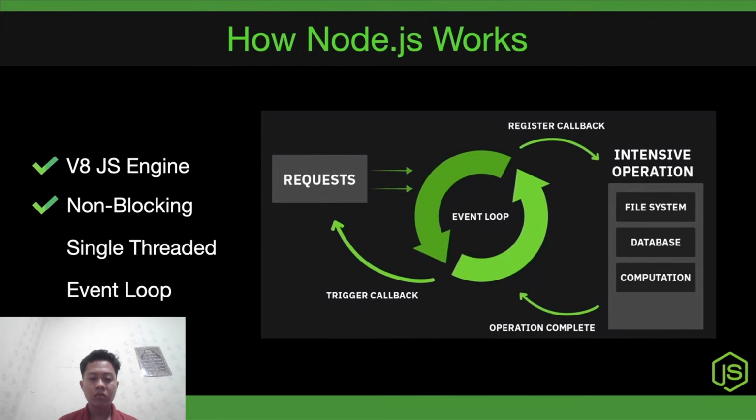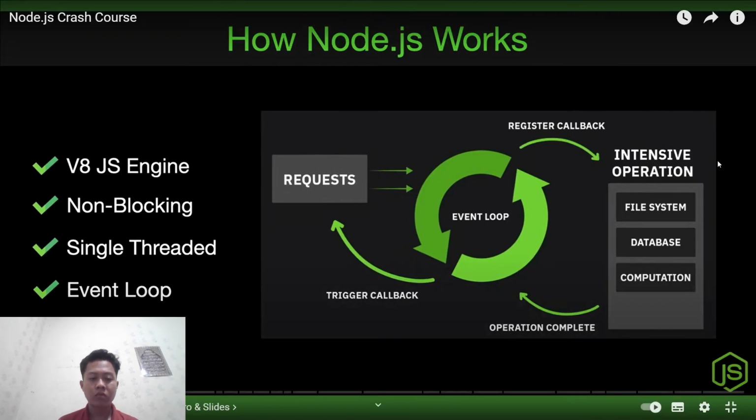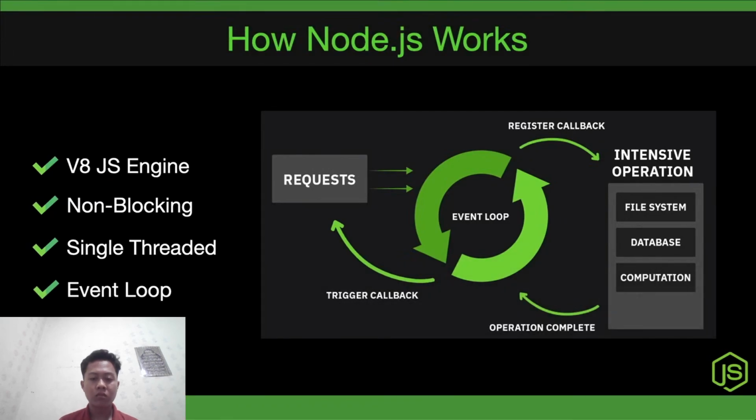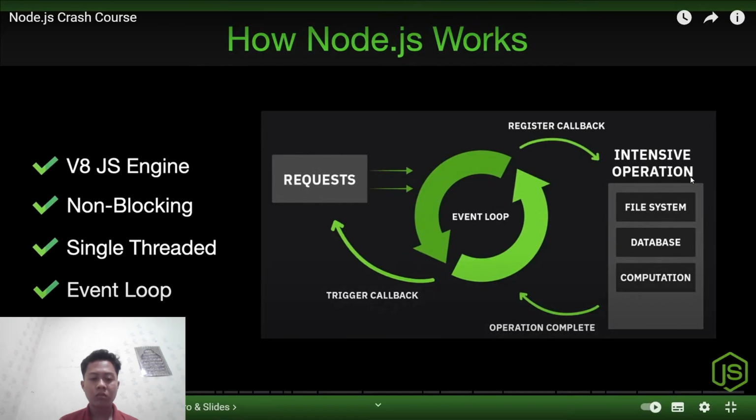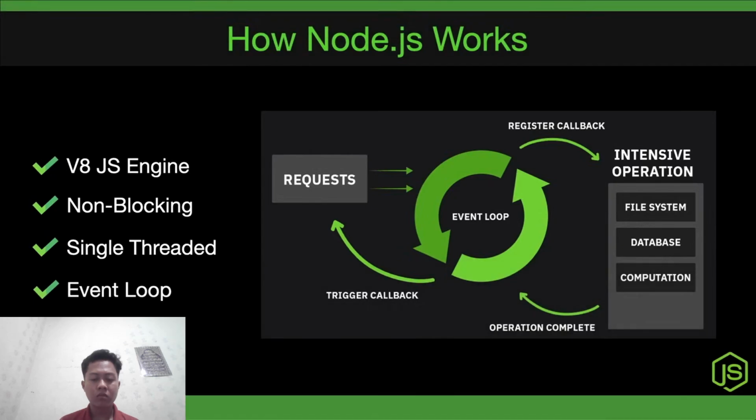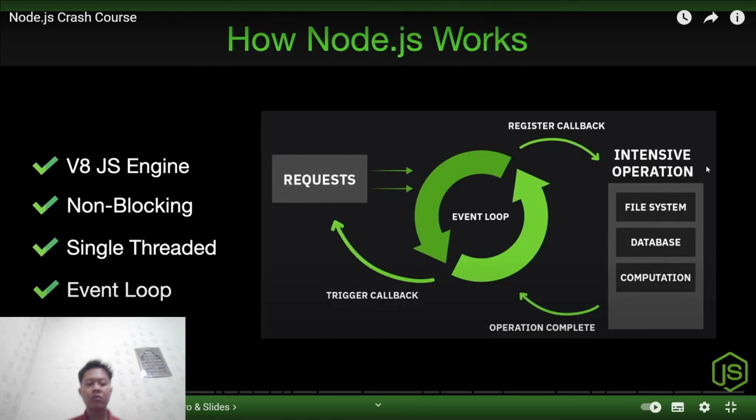Now, in Node.js, there's a single main thread that executes your JavaScript code, and you can think of a thread as a set of instructions that your computer executes. And in a single-threaded environment, there's only one set of instructions that are executed at a time. This is different from multi-threaded environments where you have multiple threads that can execute different parts of your code simultaneously.